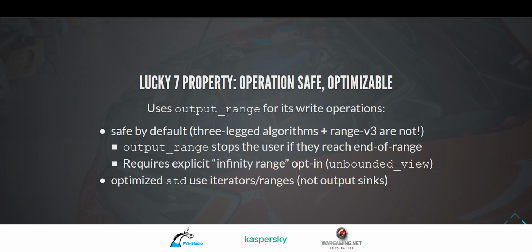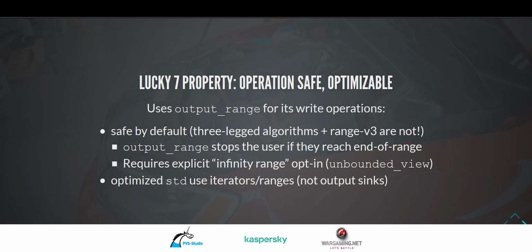The range algorithms take either 2 iterators and a single output iterator, or they take a range and also an output iterator. There's none that takes 2 ranges. So in my case, we prefer safety. The output range always stops if we reach the end of the range. And if you want an infinite range that has undefined behavior if you overflow, then you have to opt in by specifically marking that with unbounded view. And I talk about this in part 1 and part 3 and a bunch of other parts where I talk about the safety.